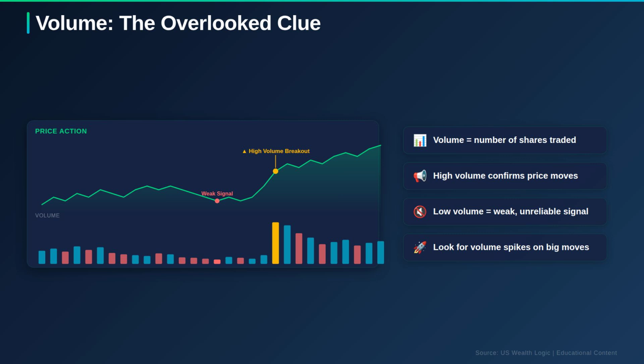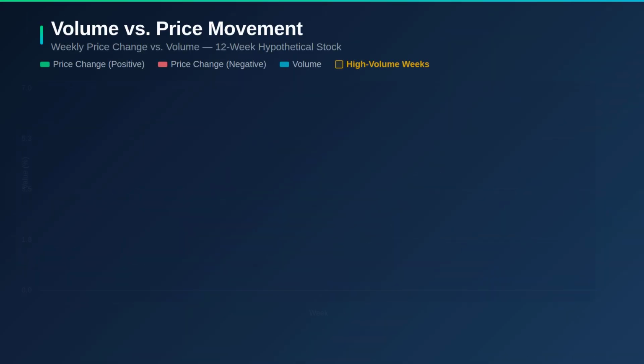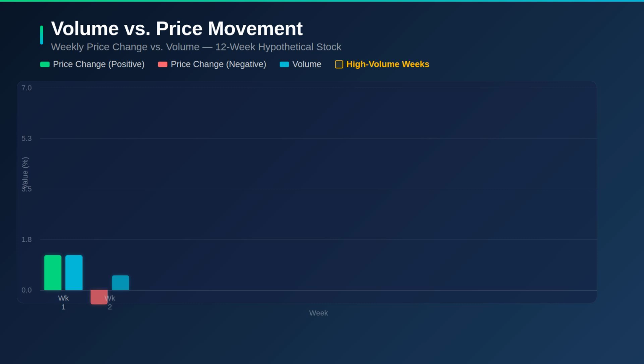When Maya saw a stock she was watching spike 8% on 3 times its normal volume, she understood that real buyers were moving in, not just noise. Volume confirms the story the price is telling. Let's look at this visually.